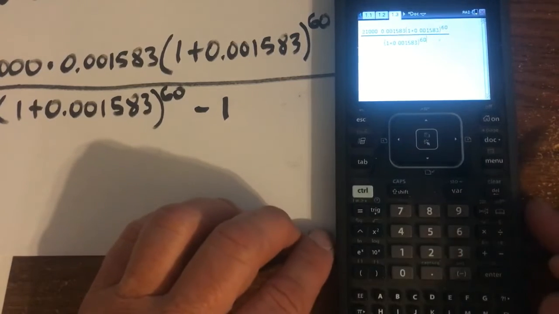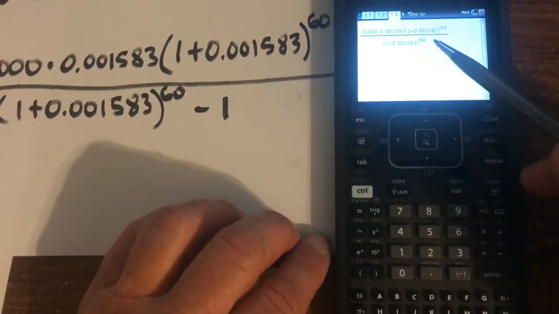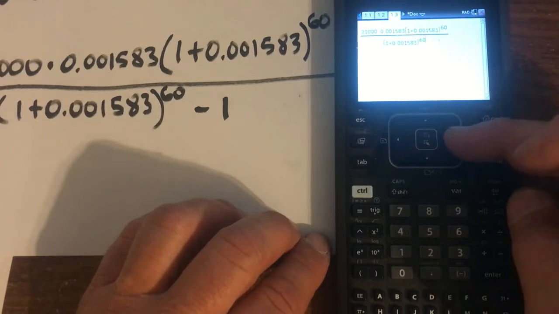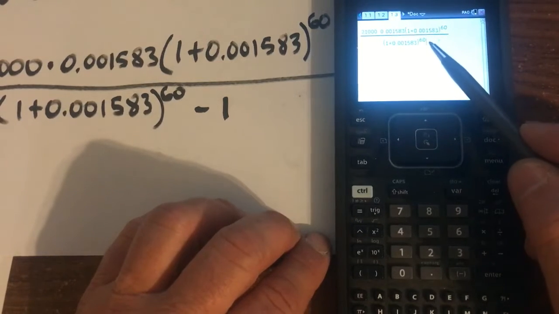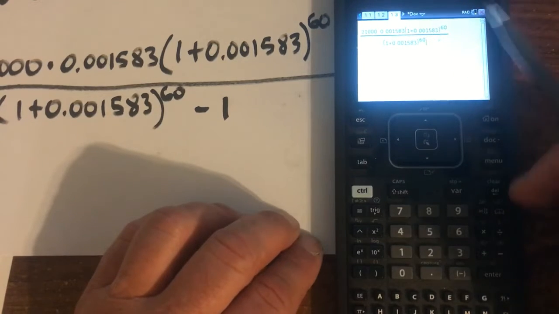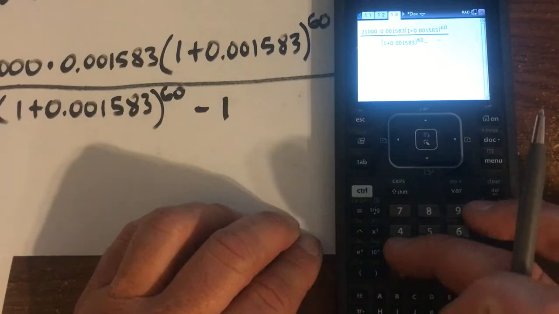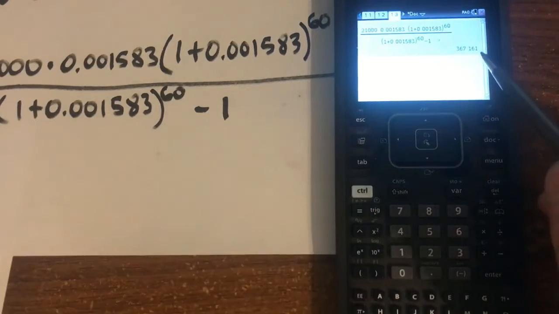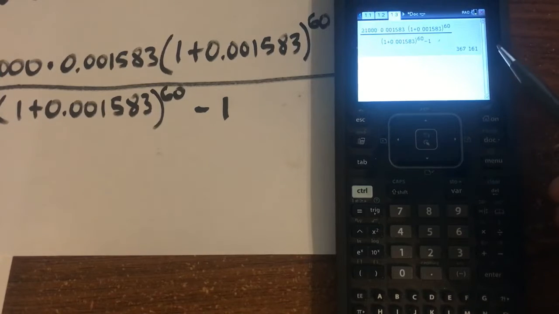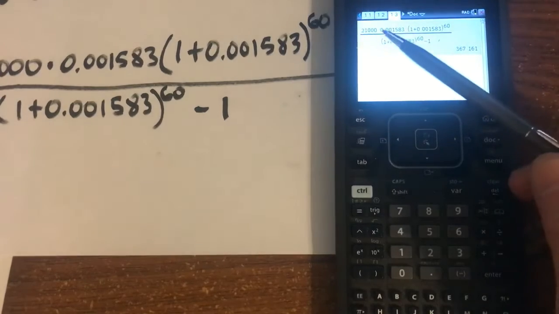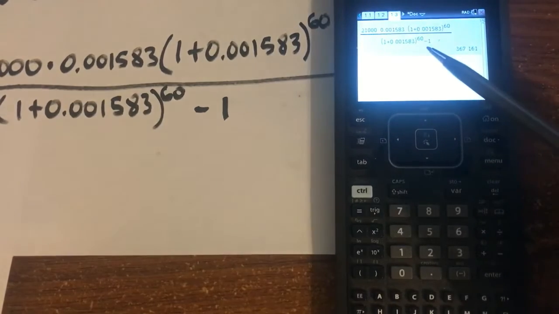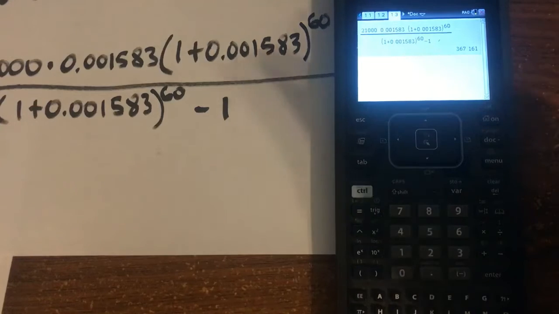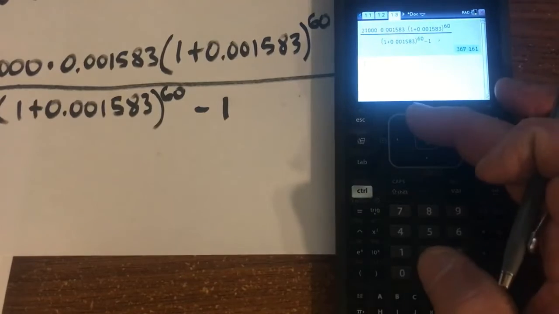Now here, if you've got this calculator, you want to make sure and arrow to the right once, and see how the little blinking cursor is bigger. That means we're out of the exponent position now, and just hit -1, okay, and then press enter. That's your monthly payment at an annual interest rate of 1.9%, financing $21,000 for 60 months.